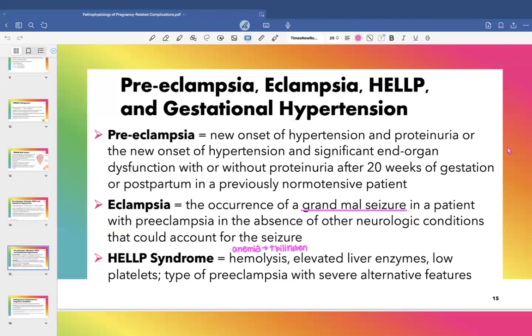Right, this is essentially a type of preeclampsia that has just gone horribly wrong where, for whatever reason, and we can't predict who's going to get it, they have severe alternative features of hemolysis and the liver enzymes go high. It's awful. We can't predict. We always try to control the preeclampsia, but this is more of a type of preeclampsia that occurs, a lot of times around the time of delivery.